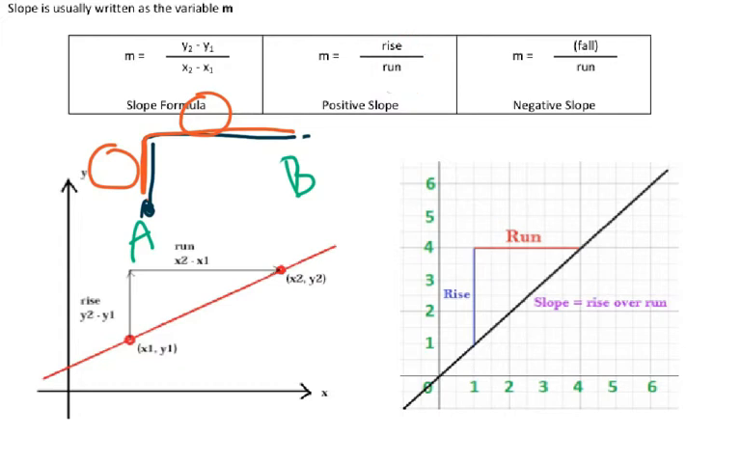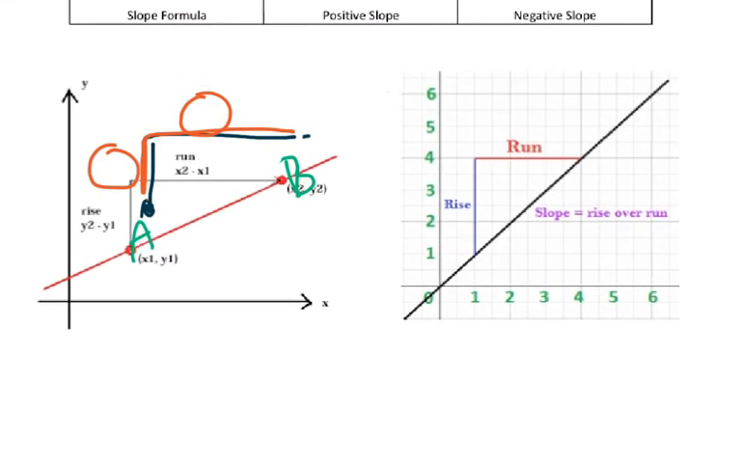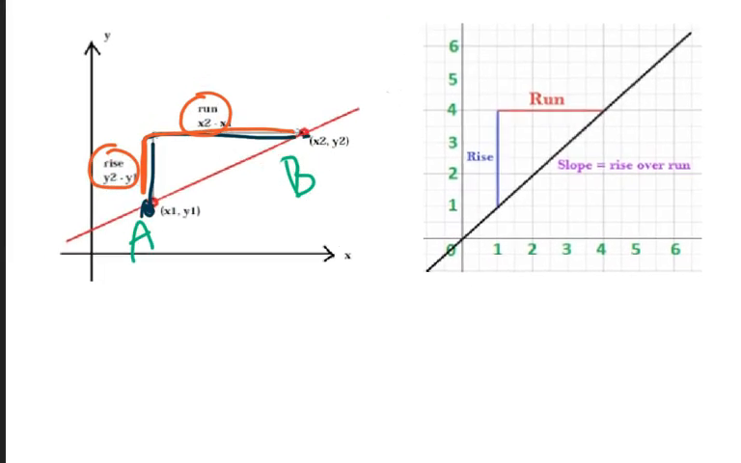So this is very typical. That's exactly what you're doing every time. You're figuring out how to get from point A to point B. You're going to rise and then you're going to run. Or you can run first and then rise, it doesn't matter.